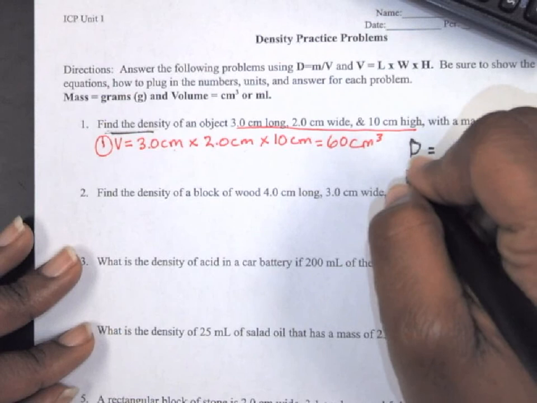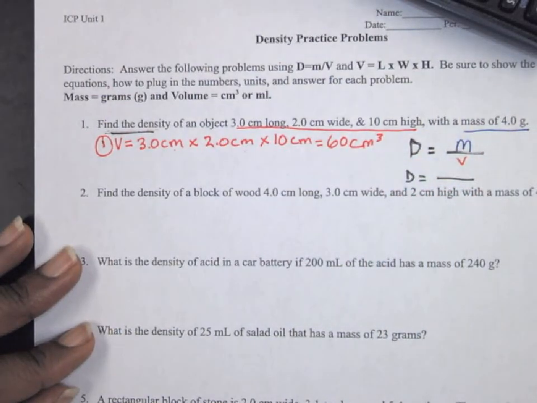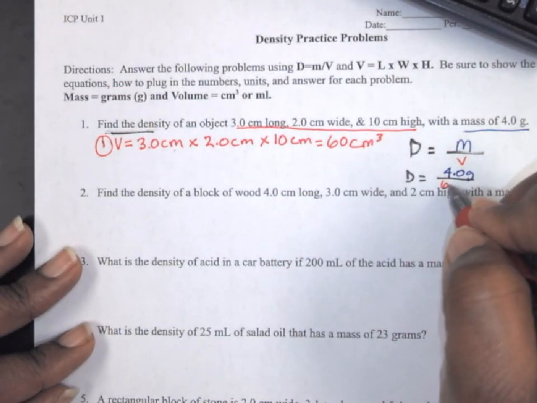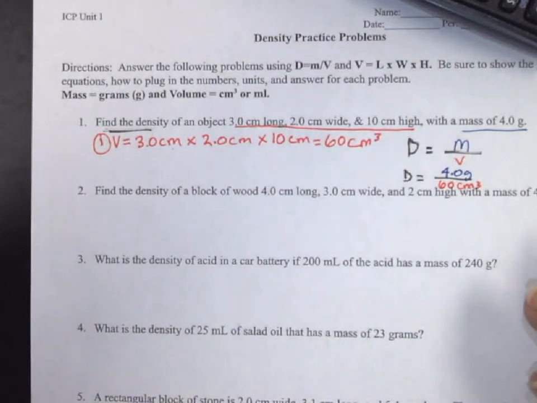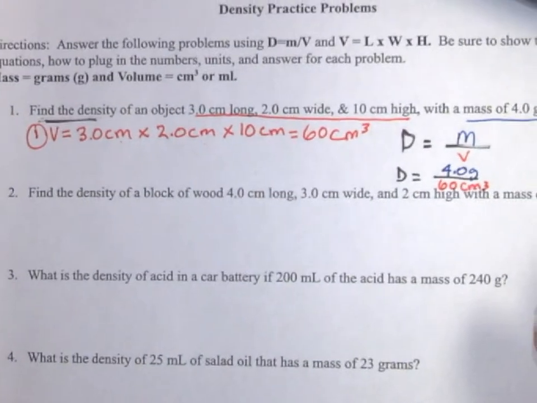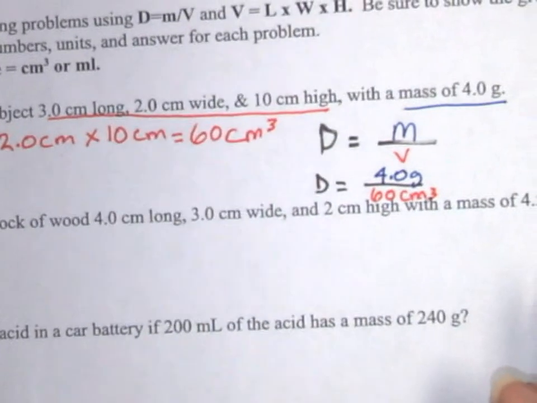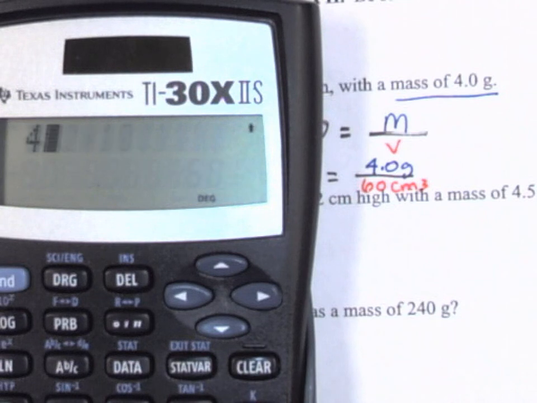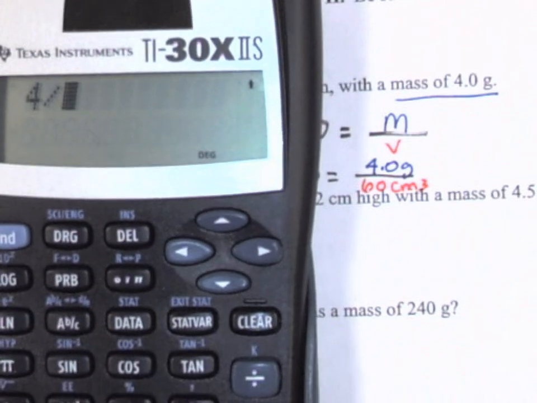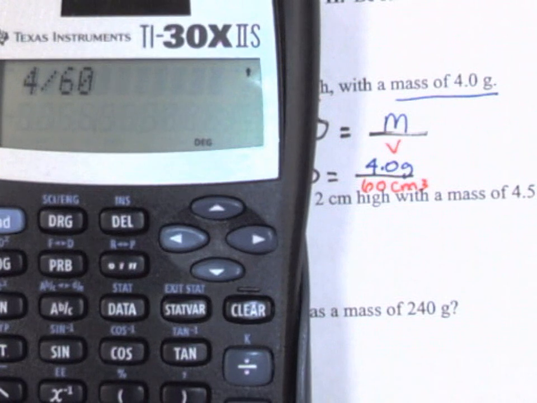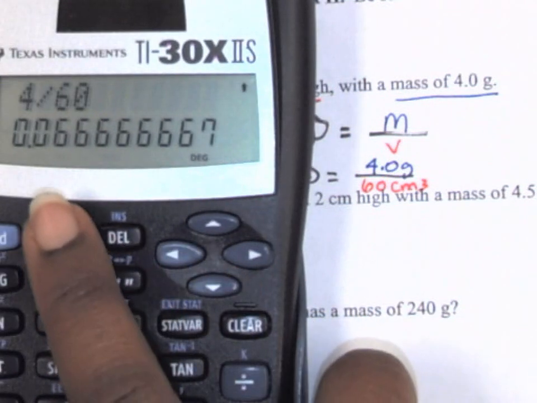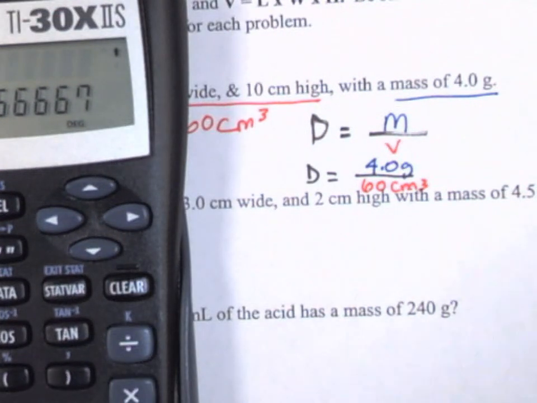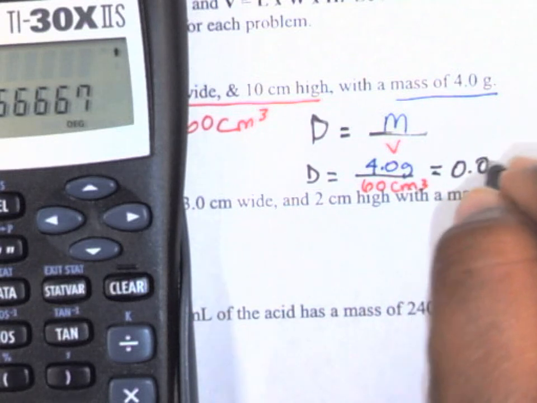So I get density equals my mass, 4.0 grams, over my volume, which we found to be 60 centimeters cubed. I'm going to zoom in here so it's easier to see. So 4.0 divided by 60 centimeters cubed. Let's plug that into our calculator: 4 divided by 60 gives me a value of 0.0666667. We're going to cut it off at 2 sig figs, so the value for our density is 0.067.